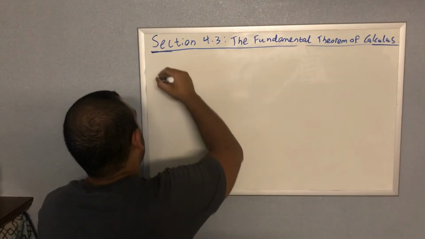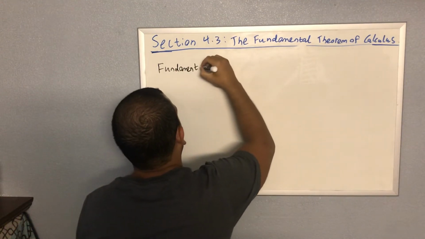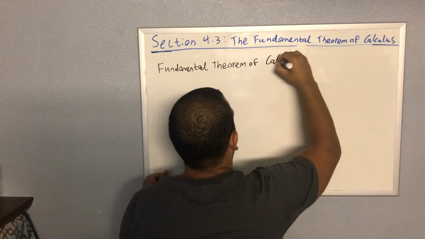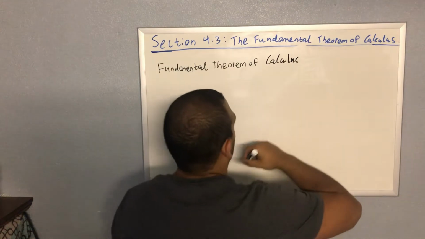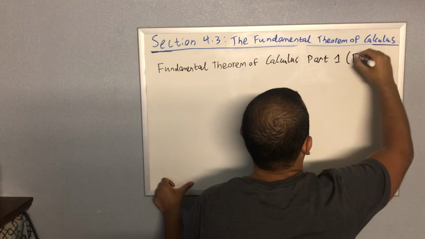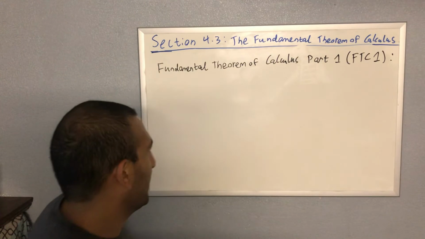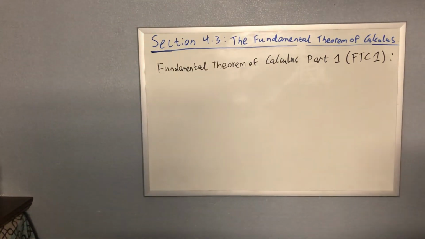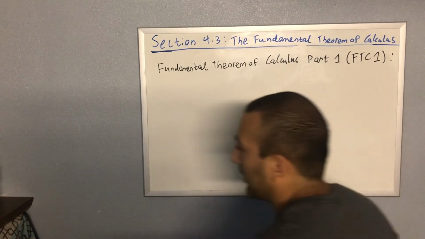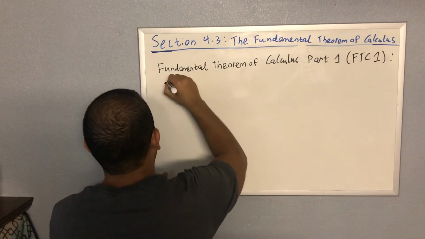So let's now write this. So fundamental theorem of calculus part 1. A very long name, abbreviated as FTC1. Much better name, FTC1, instead of Fundamental Theorem of Calculus Part 1. So FTC1 says exactly what we had. This is just a little more formal way of saying it.